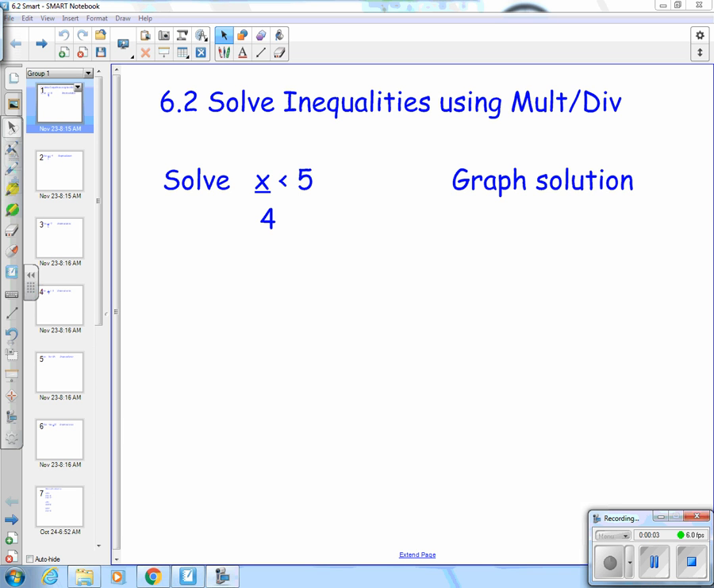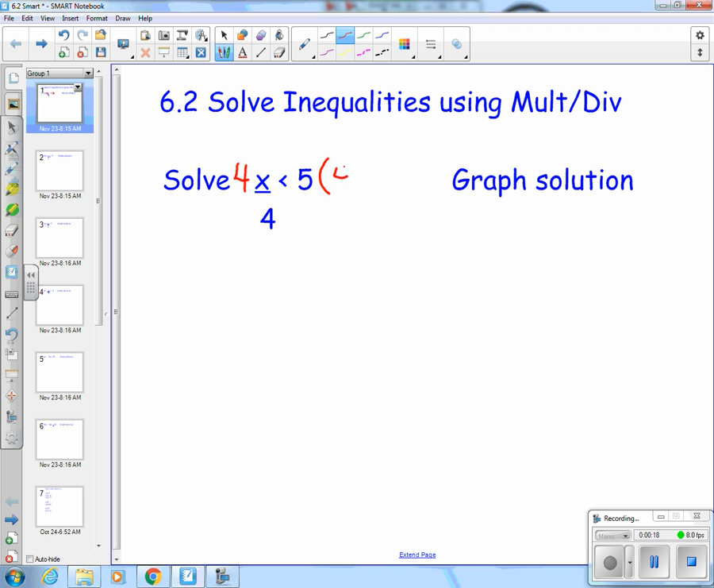Section 6.2, to solve inequalities using multiplication and division. When we solve a problem that has division in it, we want to use multiplication in order to undo the operation that is there. So we're going to multiply by 4 on both sides. That means that our 4's will cancel out and we have x is less than 20.